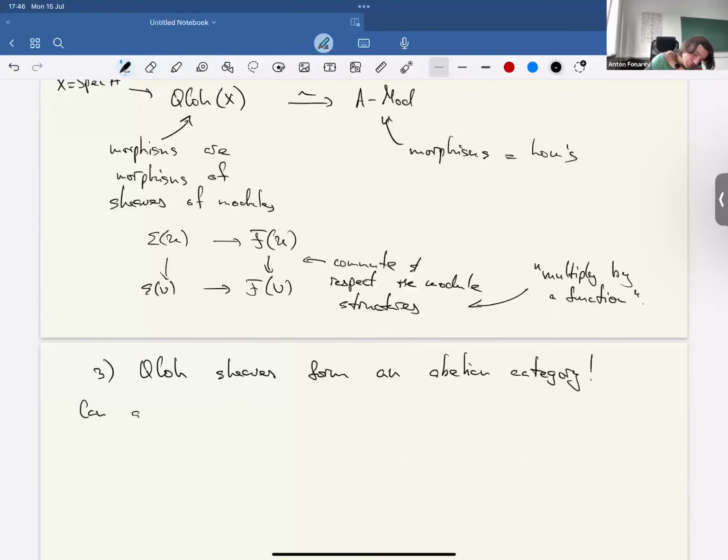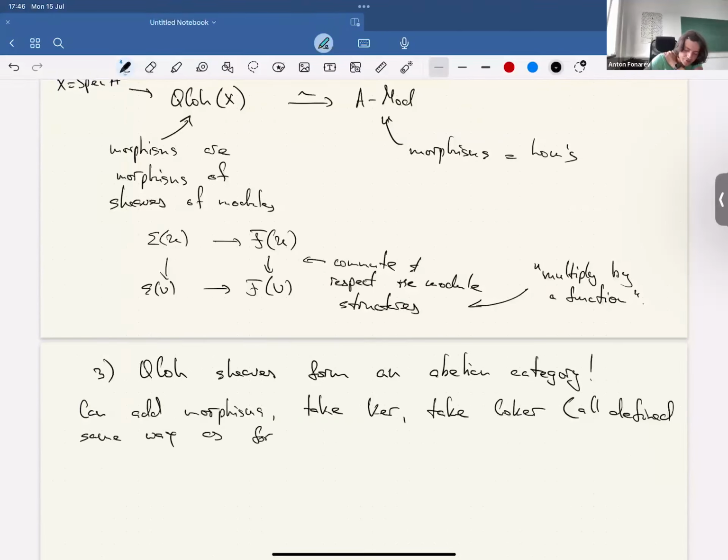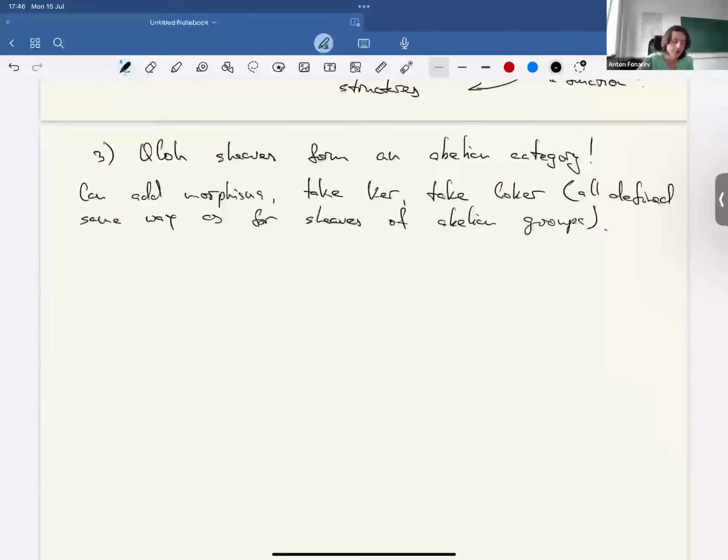So you can add morphisms, take kernels, take co-kernels, and these are all defined in the same way as for sheaves of abelian groups. This is very important in what comes next. So you just forget all the structure of modules. Once you define the kernels, your morphism should respect the structure, but then the only thing you do is take the kernel or the co-kernel as just the map of sheaves of abelian groups. And its structure of the module over a sheaf of rings will be preserved.